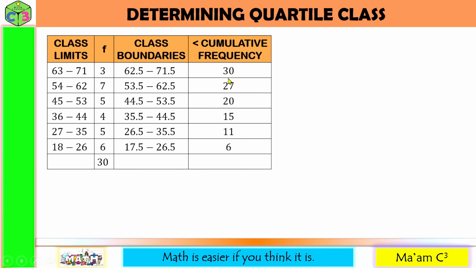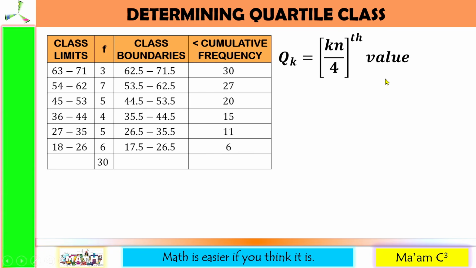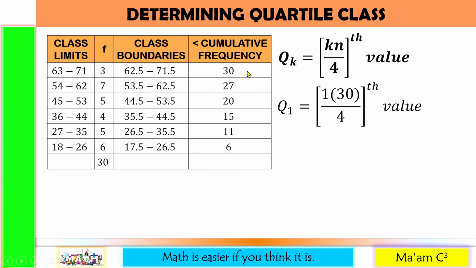Now, let us have the formula for the quartile class. So we have k times n divided by 4. This is the value of the quartile class we are going to look for. K here could be 1, 2, or 3. That represents first, second, and third quartile respectively. Let us determine the first quartile. Since this is the first quartile, our k is 1. N is the total frequency, and that is 30. And then divided by 4. Why 4?